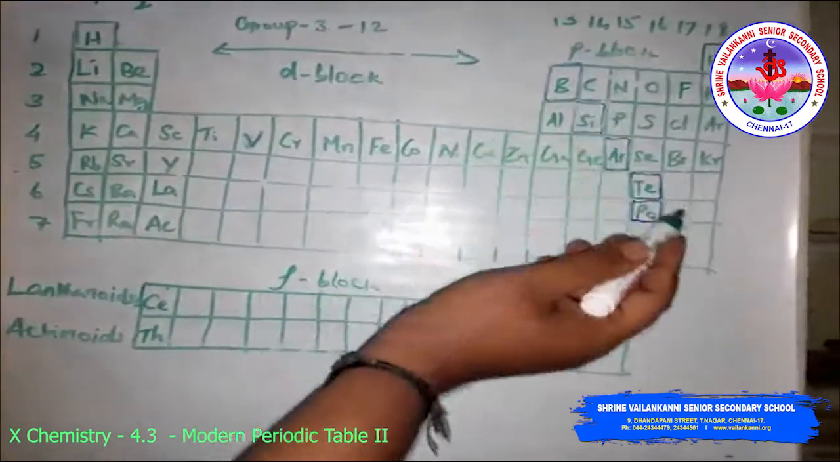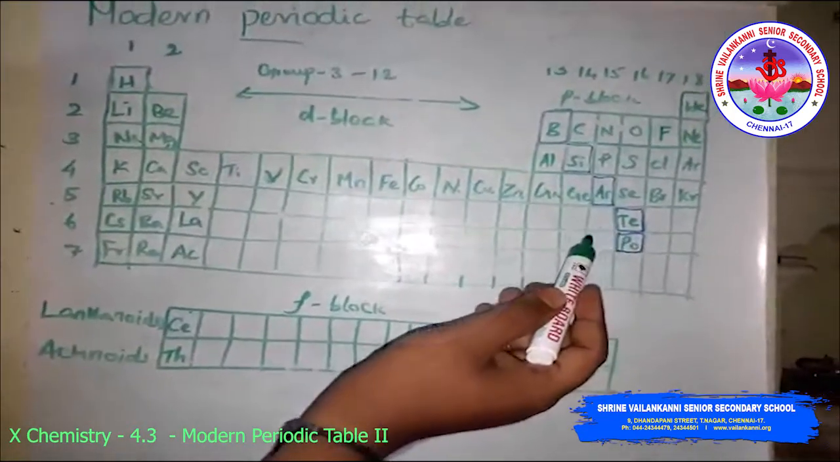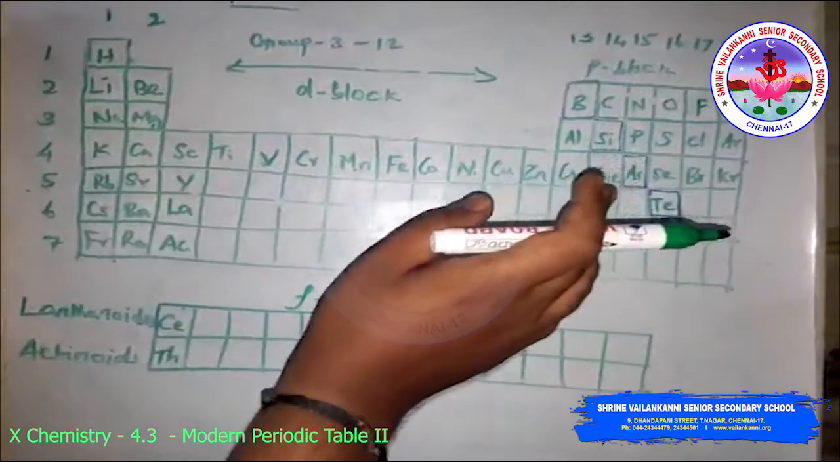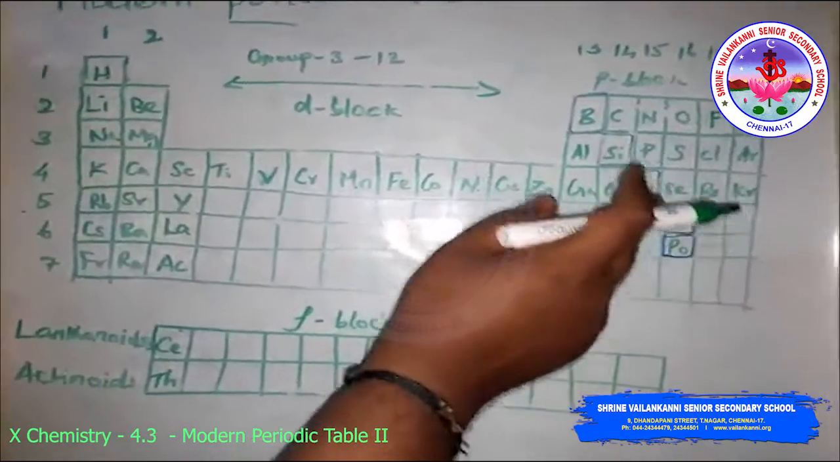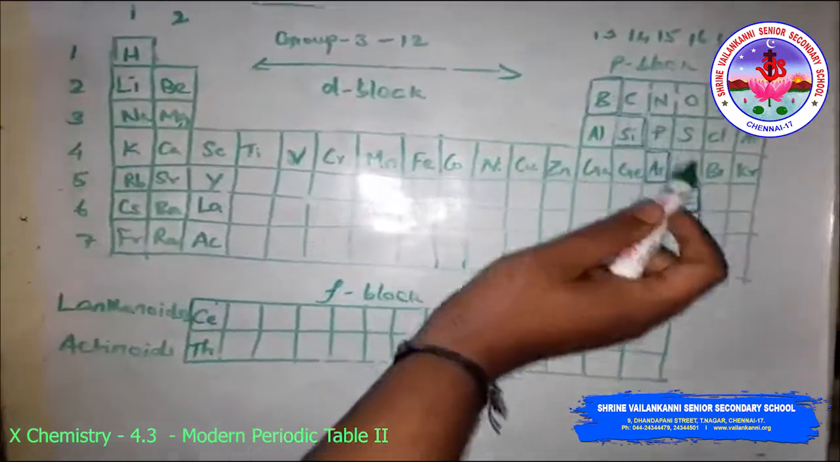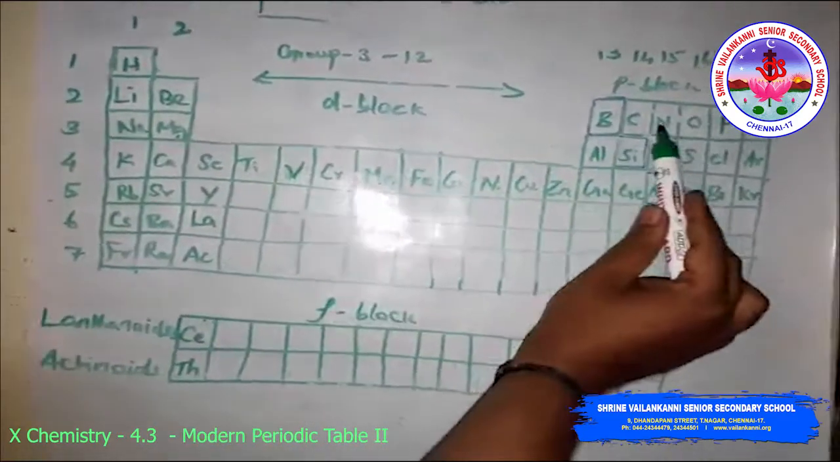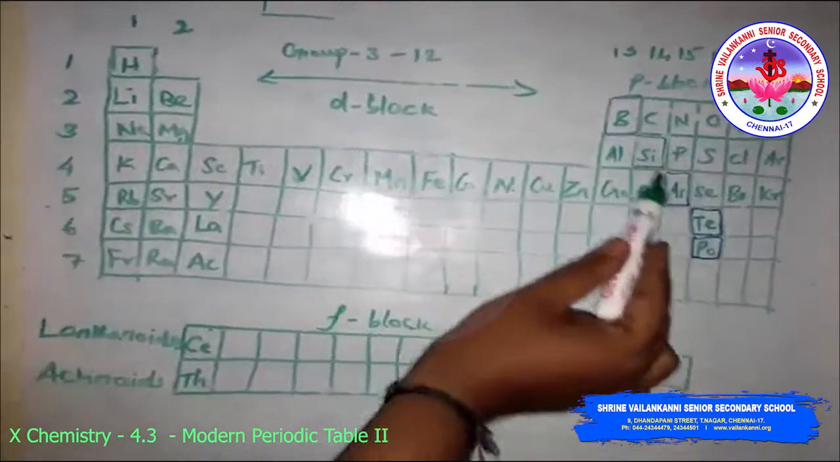That means they are metalloids: silicon, arsenic, tellurium, polonium. They act as semi-metals or metalloids, because they exhibit some properties of both metals and non-metals. In the modern periodic table, a zigzag line separates the metals from the non-metals. Look, this is a metal and this is a non-metal, so they have a zigzag line like this.